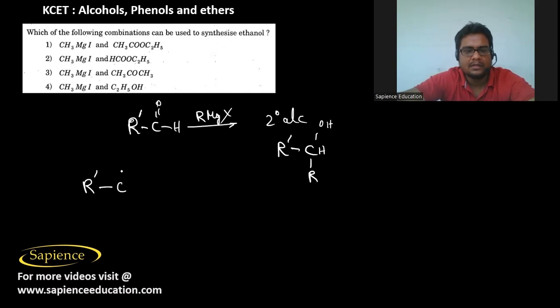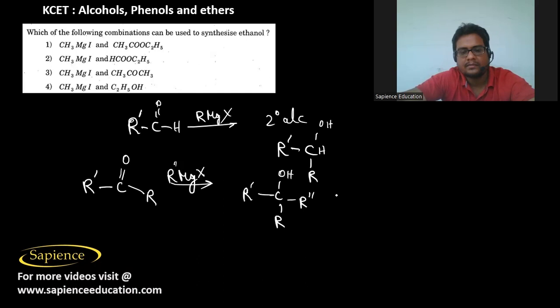And if a ketone reacts with the Grignard reagent, then it will form a 3 degree alcohol, which is R R dash R double dash C OH. A 3 degree alcohol it will form.